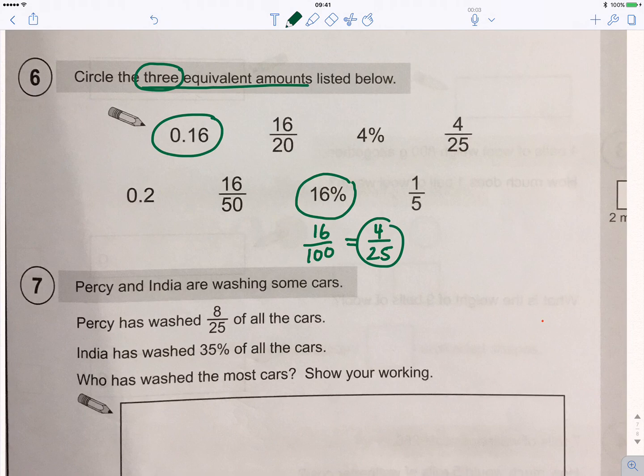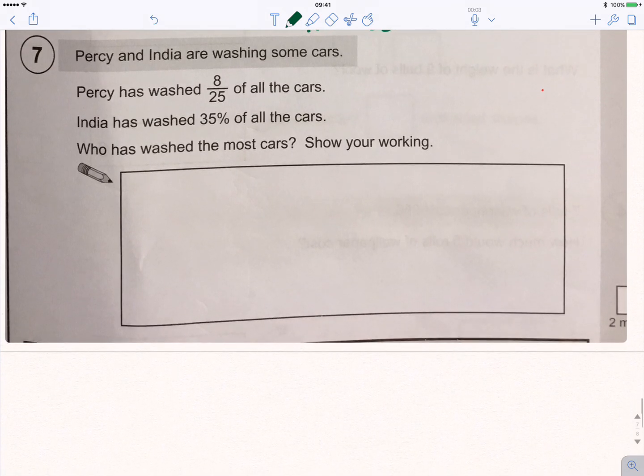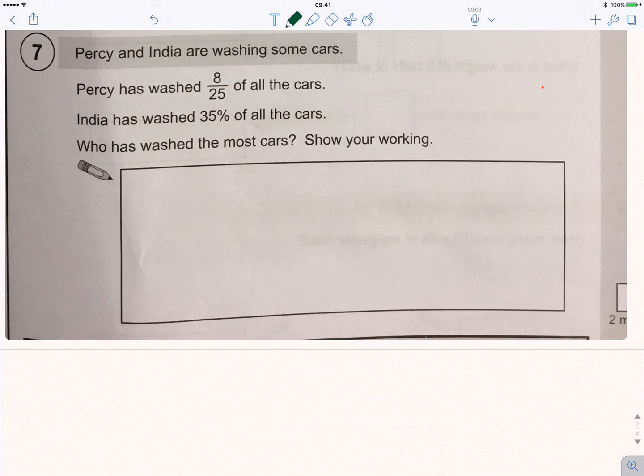Do I have 4/25 here? Yes, I do. It's over there, so we've circled the 3 equivalent amounts. So the next question. Percy and India are washing some cars. Percy has washed 8/25 of all cars.